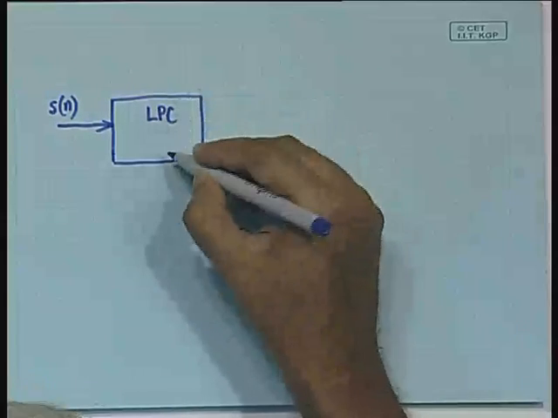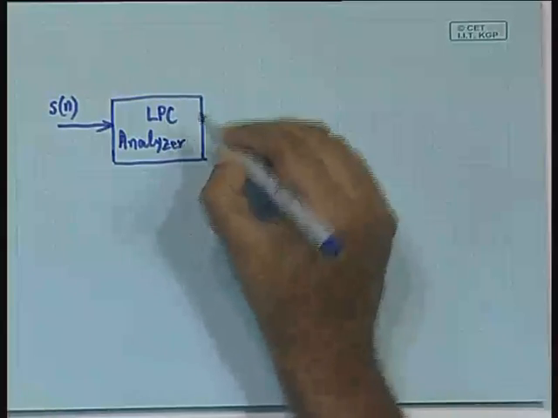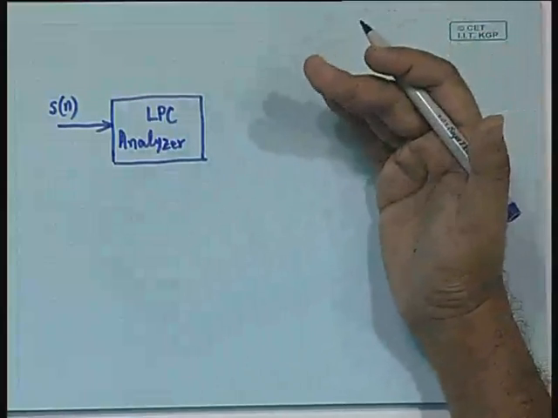What this LPC analyzer is going to do is that it will take all these alpha 1 to alpha k's or their equivalent parametric forms, because rather than the alpha 1 to alpha k's, one can also send the roots of the predictor polynomial. It is just an equivalent representation.